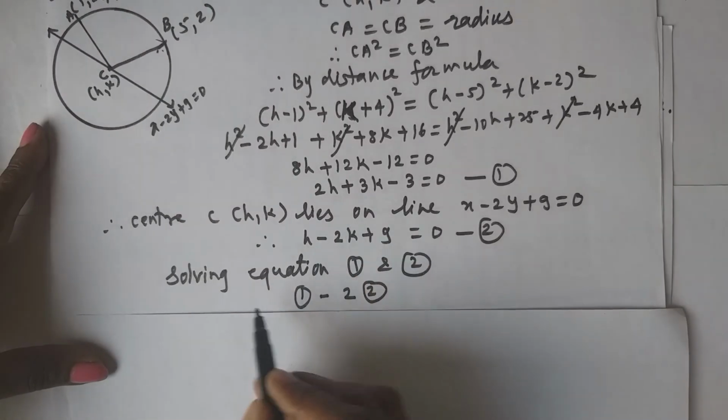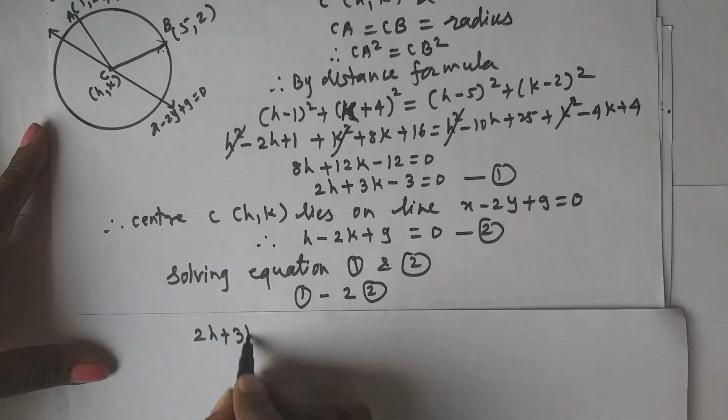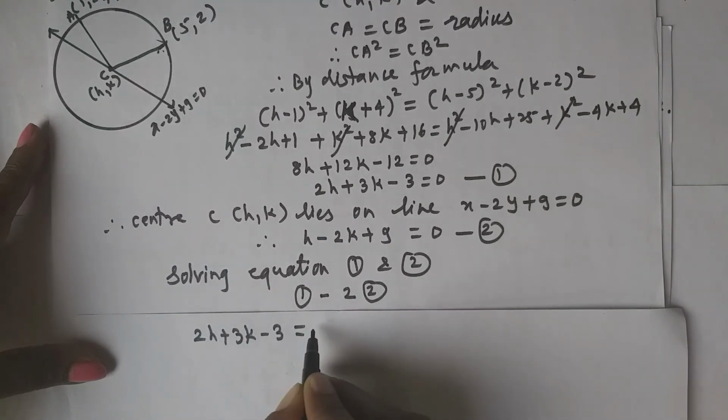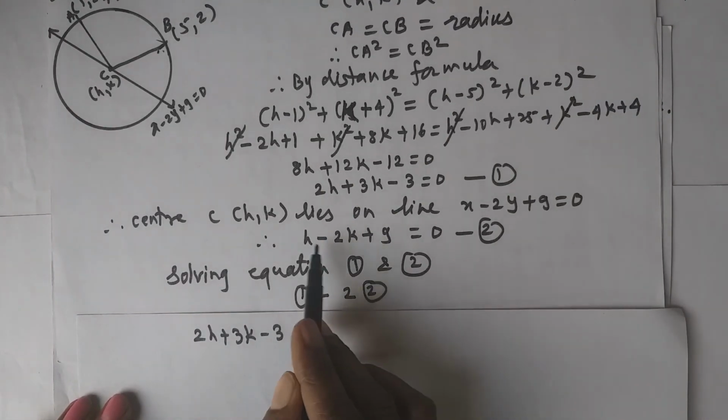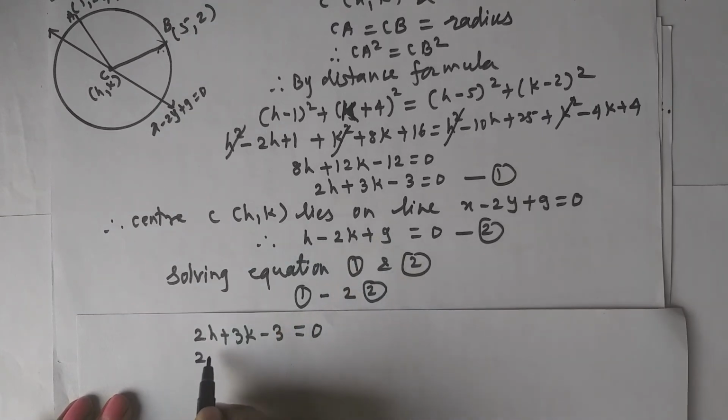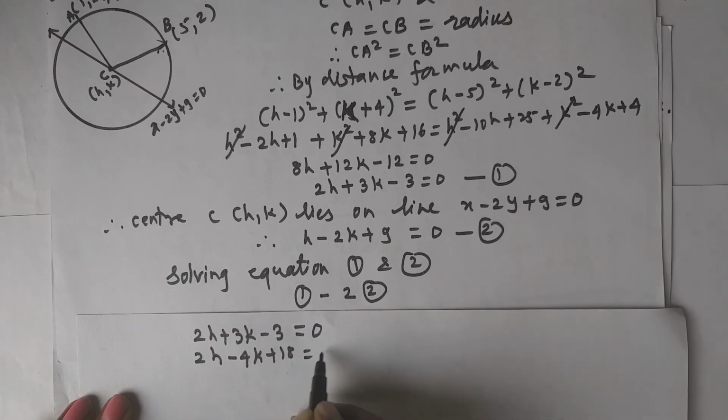What is the first equation? 2h plus 3k minus 3 is equal to 0. Now multiply equation 2 by 2. Then that will be 2h minus 4k plus 18 is equal to 0. Now subtract this from equation first. Then the sign becomes minus. This becomes plus minus. Okay.